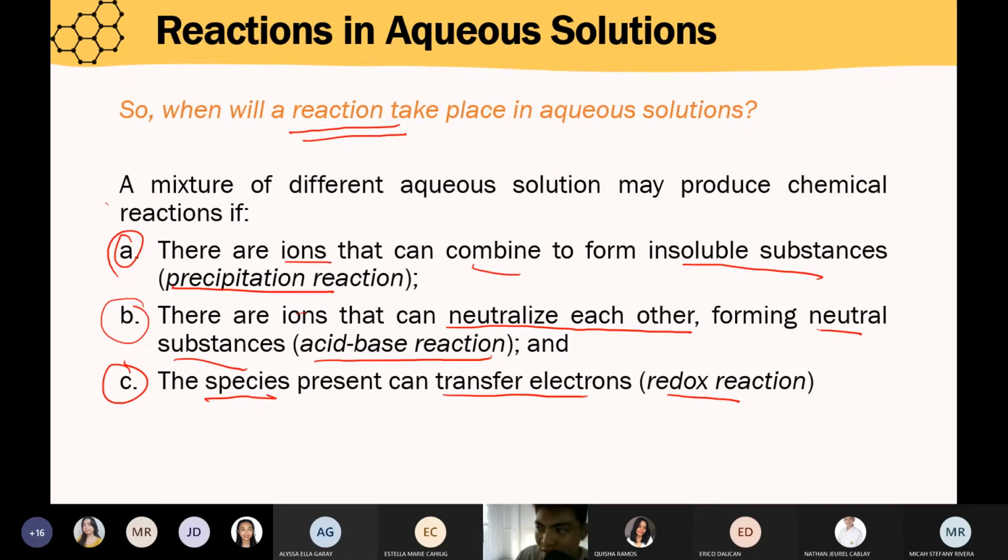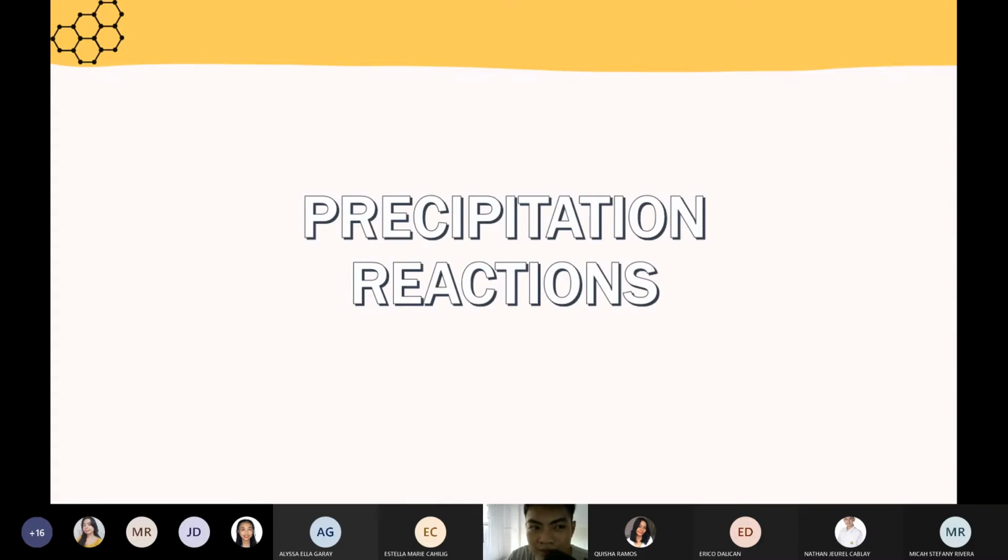So, these are the requirements, these three. You have ions that can combine to form insoluble products. We call that precipitation reaction. You have ions that can neutralize each other. You call that the acid-base reaction. And then lastly, you have species that can transfer electrons. We call that the redox reaction. Okay, so ano yung mga yon?